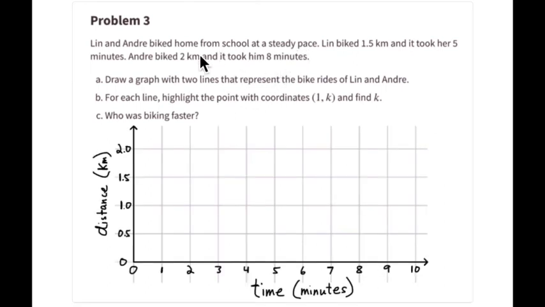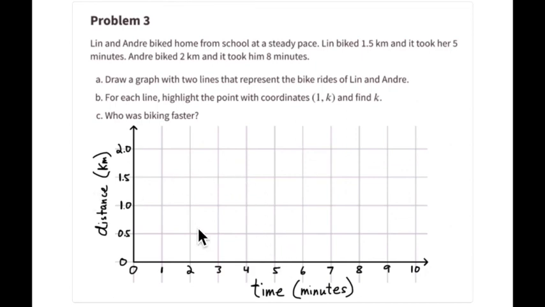They talk about that both of them are riding at a steady pace. Now, pace is actually time per distance. So time would be on the y-axis, distance would be on the x-axis. And I actually set this graph up as speed. Speed is distance per time. Now, this is a minor point.